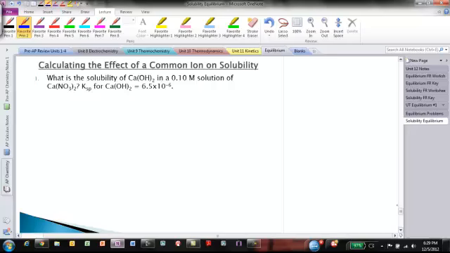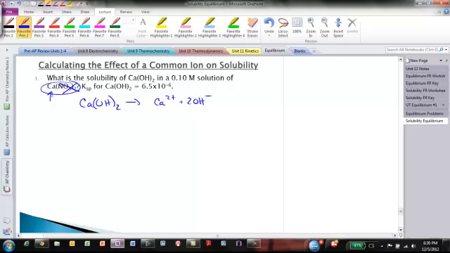Alright, so it says, what is the solubility of calcium hydroxide in a 0.1 molar solution of calcium nitrate? KSP for calcium hydroxide is 6.5 times 10 to the negative 6. So we're going to have our solubility reaction for calcium hydroxide, because that's what it wants to check the solubility of. And if you notice, this is a soluble compound. Nitrate is a spectator ion. It's always soluble. Okay, so that's not what they're asking.